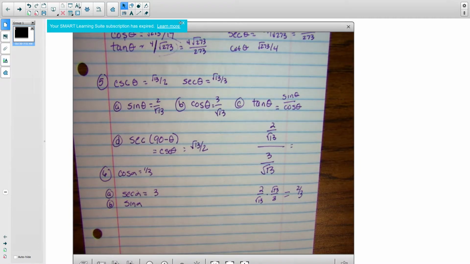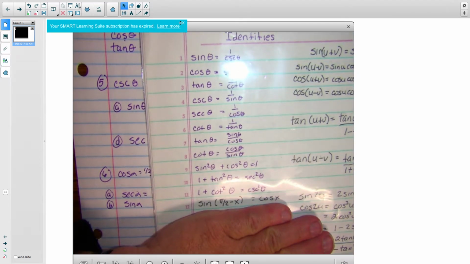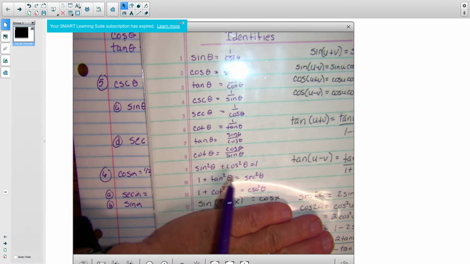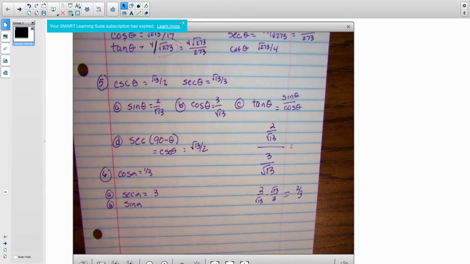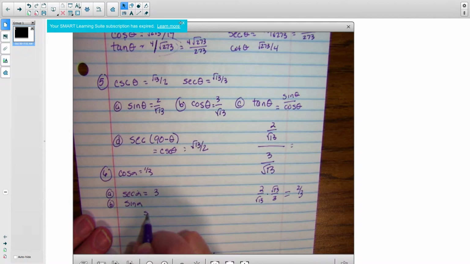In the directions it says use the trig identity. So on the back of that unit circle, how many trig identities did you put on there? 11. Those are the 11 that are going to be on your quiz tomorrow. Of those 11, which one contains just a sine and a cosine? Well, sine squared plus cosine squared equals 1. So that's the identity you're going to use.